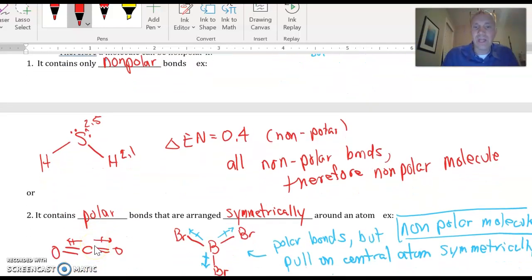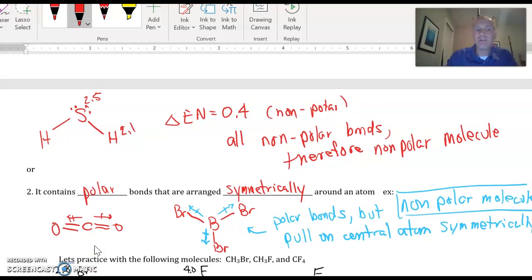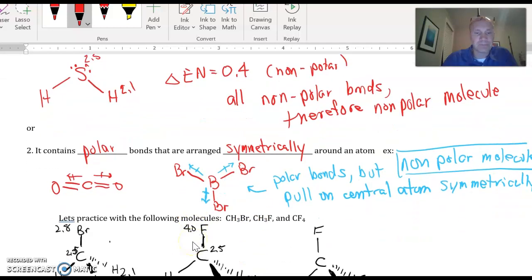The other way that you can have a nonpolar molecule is if you have polar bonds, but they exactly cancel each other out. And carbon dioxide is a classic example. But also take a look at this molecule right here. These would be polar bonds between the boron and the bromine, but because of the shape, which is trigonal planar, the pushing and the pulling would exactly cancel each other out.